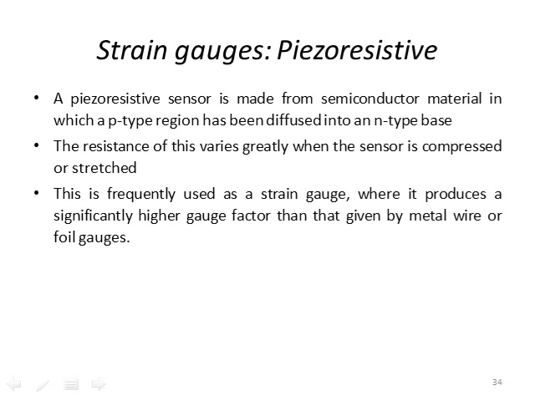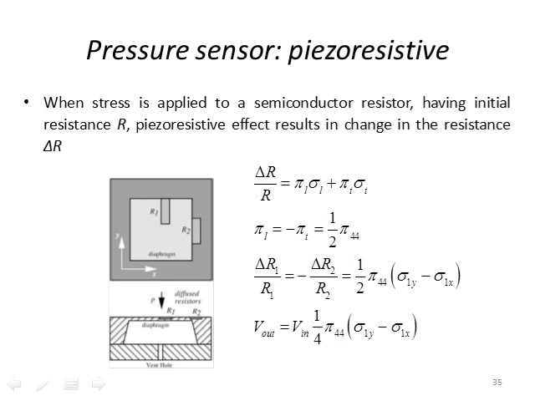Now the piezoresistor sensors are typically made from semiconductor materials where we have a p-type region which has been diffused into an n-type base. The resistance of this varies greatly when the sensor is compressed or stressed, so you get plus or minus delta R. This is frequently used as a strain gauge where it produces significantly higher gauge factors than metal wires or metal foils, and it can be mass produced, so it can be relatively inexpensive.